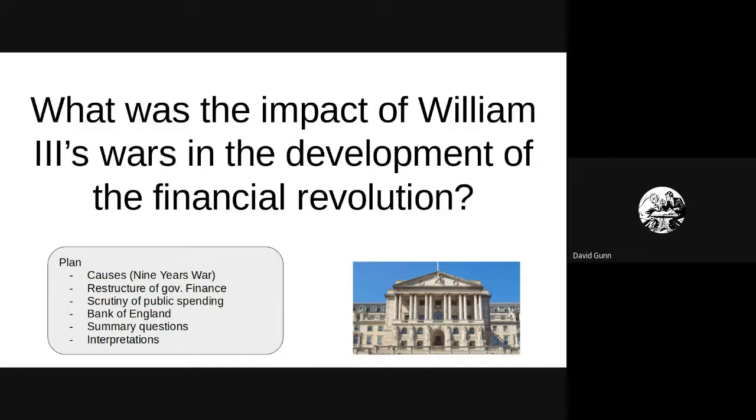They're all interlinked, those three strands, so constitutional, religious, and financial, and they all affect the balance of power between the monarch and parliament. Okay, so in this video, when I'm talking about the financial settlement and the extent to which there's a financial revolution, I'm going to talk through these different areas. So the causes of the financial settlement, the restructuring of government finance, the scrutiny of public spending, the Bank of England. Then I'm going to summarize things with three questions and then look at a couple of interpretations.